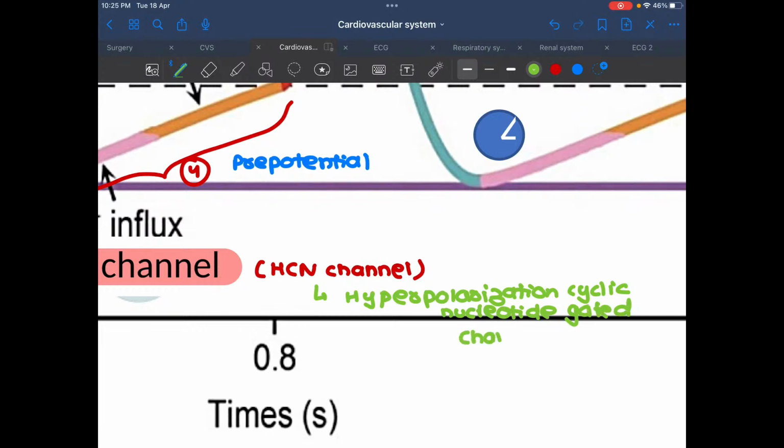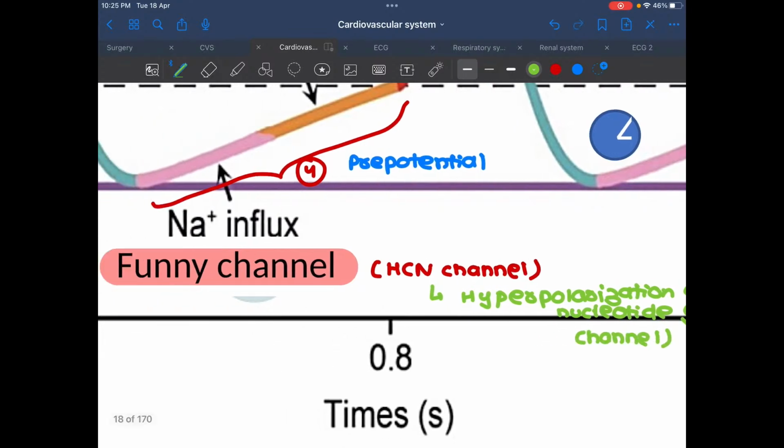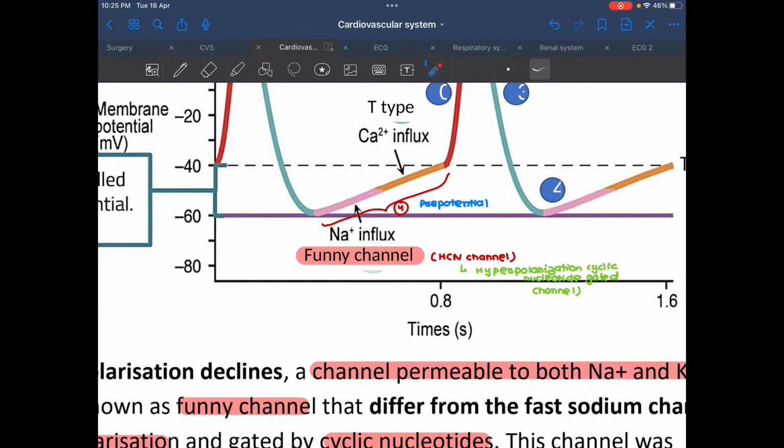And why do I call them funny? All right, the main reason for calling them funny is that usually when I talk about sodium channels, they open during depolarization. But these HCN channels, if you look carefully, open during hyperpolarization. So that is how they're different from your normal sodium channels, and the scientists found it funny, and so the name is funny channels. But now the other name is your hyperpolarization cyclic nucleotide gated channels.